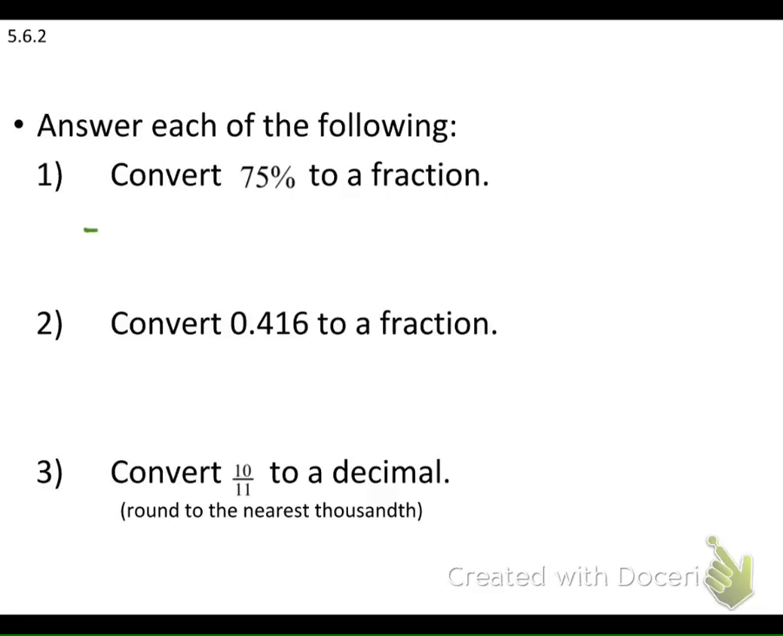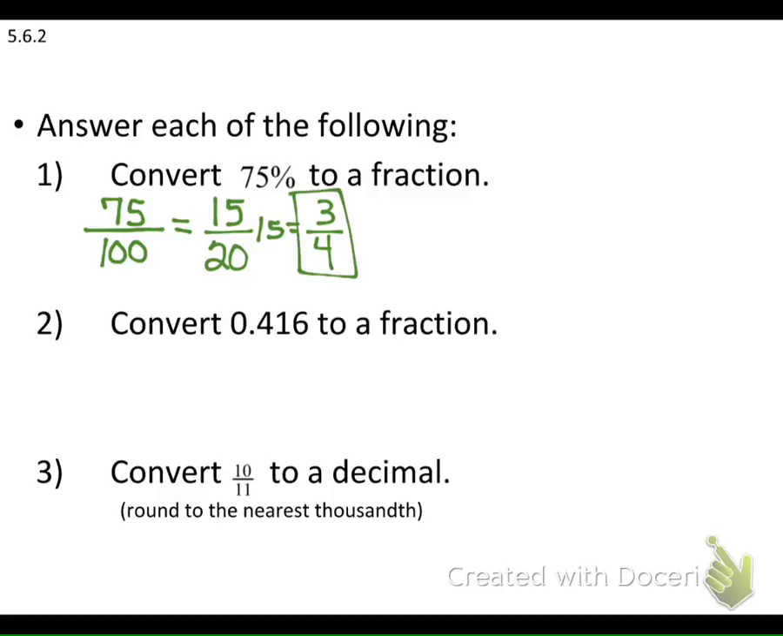Okay, so it's out of 100, which means my denominator will be 100. And my numerator? 75. Okay, and then fractions we have to simplify. So 75 over 100 is going to equal, say what? 15 over 20. Is that going to be in the simplest form? Nope. So what are they both divisible by? 5. So 15 divided by 5 is? 3. And 20 divided by 5 is 4.